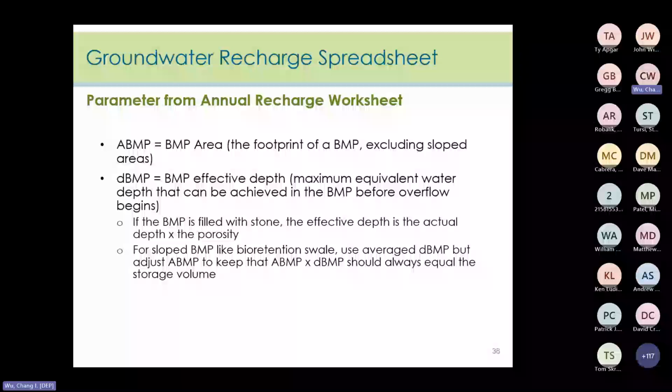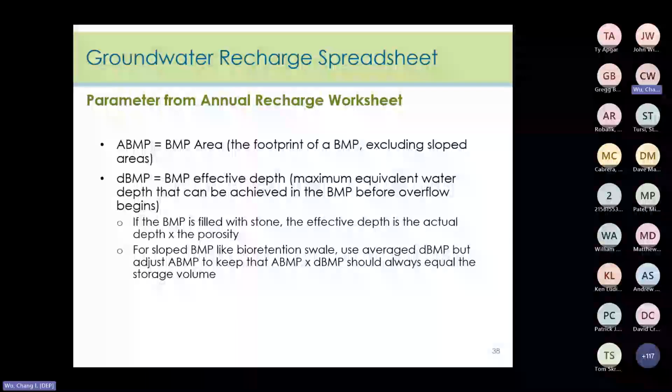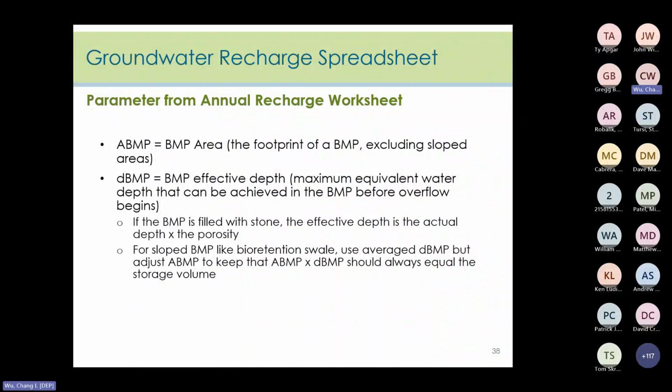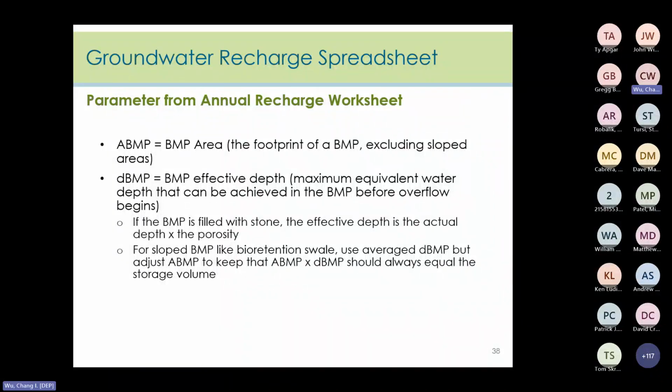The parameters for the BMP include the area, which is ABMP, and also the depth of the water in the BMP, which is DBMP. For a BMP filled with stone, the effective depth should be the actual depth times the porosity. For a sloped bioretention swale, you should use ABMP times DBMP to keep the same volume and get the average of either the ABMP or the DBMP.